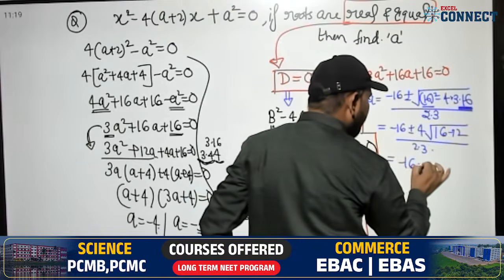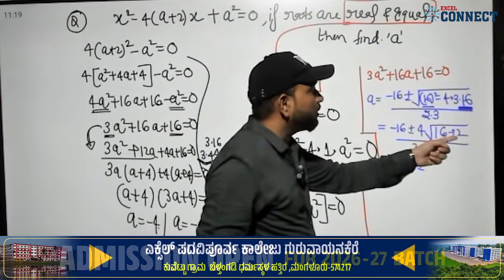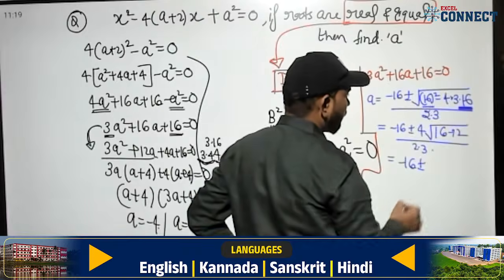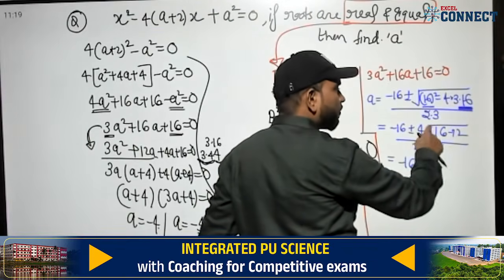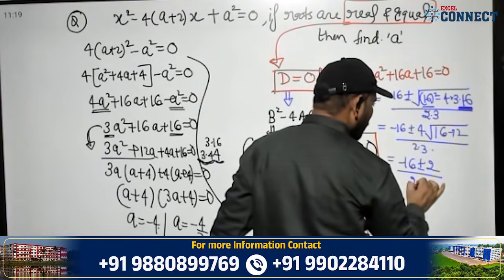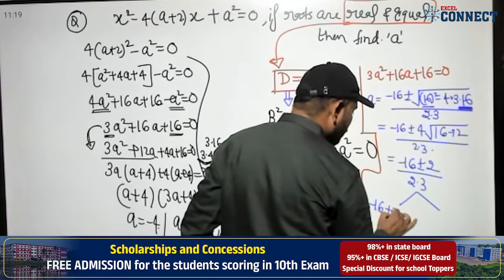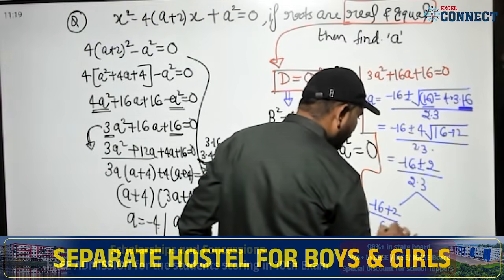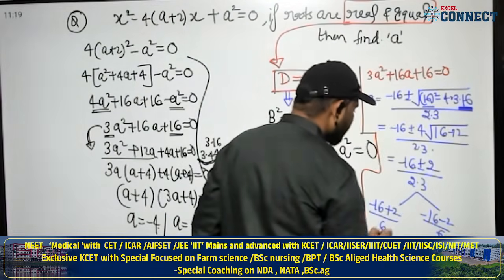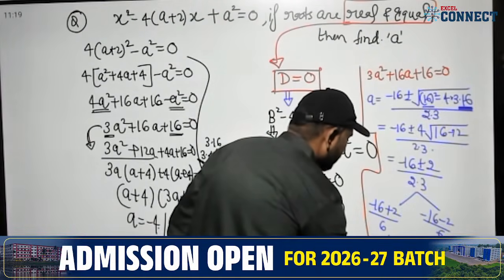Now minus 16 plus minus. What is 16 minus 12? It is 4. One minute, 16 minus 12, root of 4 is there. It means outside it is 2, divided by 2 into 3. We can separate this root. Minus 16 plus 2 divided by 6. One root is minus 16 minus 2 divided by 6. What is this? It is minus 14 by 6. Correct now? Minus 14 by 6.